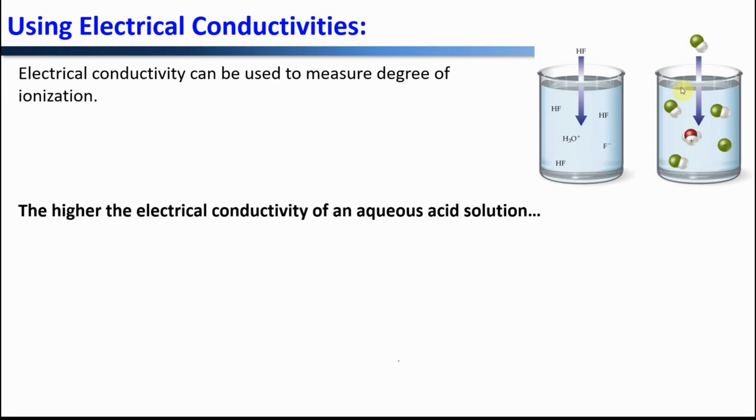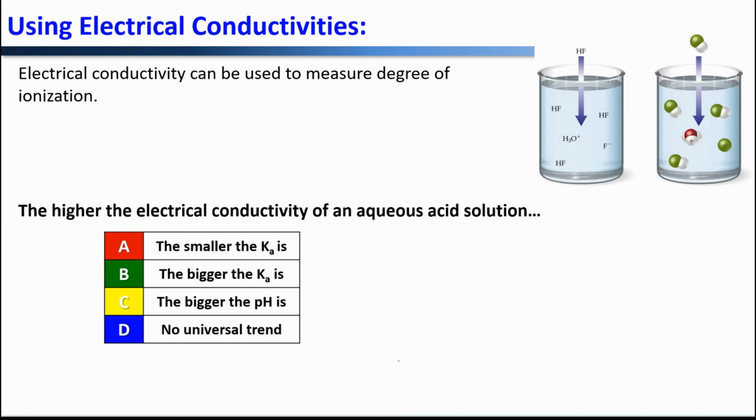So now let's think about what it means if I have a strong acid and I have a very conductive solution. Do you expect the Ka to be smaller, bigger, or dependent on the pH, or no universal trend? Hopefully you came back that Ka would be bigger. So I'm talking about an acid in solution that's very conductive. That means it has a lot of ions in solution. So that would be something like your strong acid.